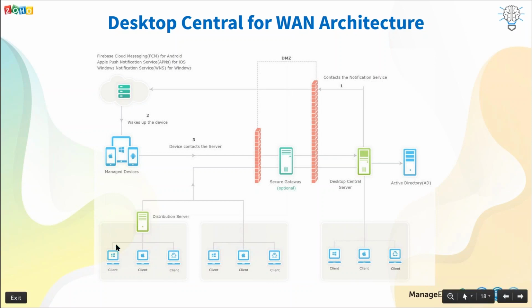And when it comes to remote locations, we have a component called the Distribution Server, which is used to throttle bandwidth for the data traffic between the Desktop Central server and the remote location. We will talk about this in detail as we go into the training, and you can choose to have machines communicate either directly with the Desktop Central server or using a distribution server. You will also be able to manage all your mobile devices using a secure gateway.